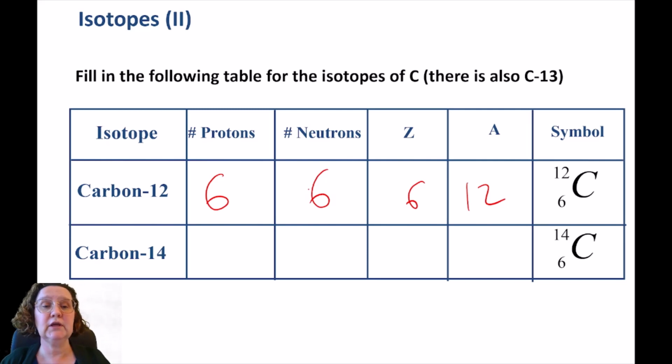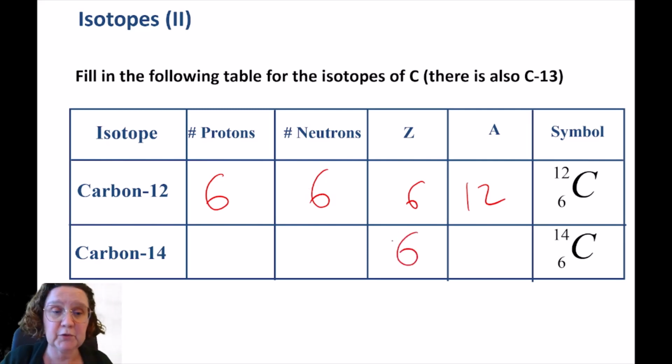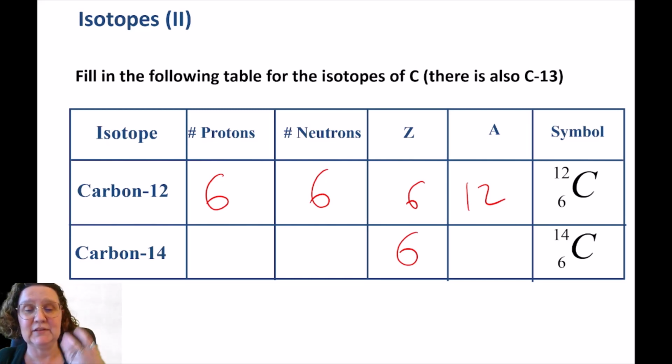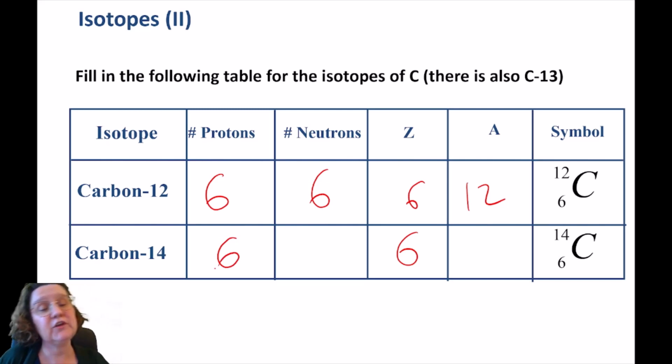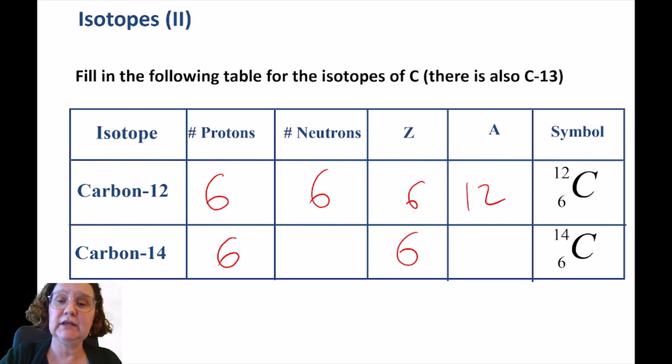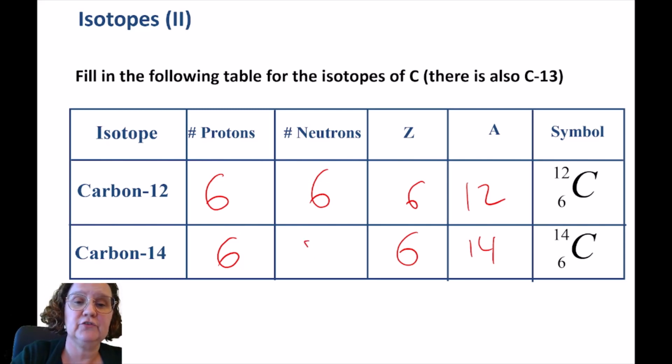And for carbon 14, again, the atomic number is 6, because that's what defines the element carbon, that it has 6 protons in the nucleus. So I put my 6 here. It has 6 electrons, although the question doesn't ask you for electrons, and the mass number is 14. And the number of neutrons, therefore, is 8.